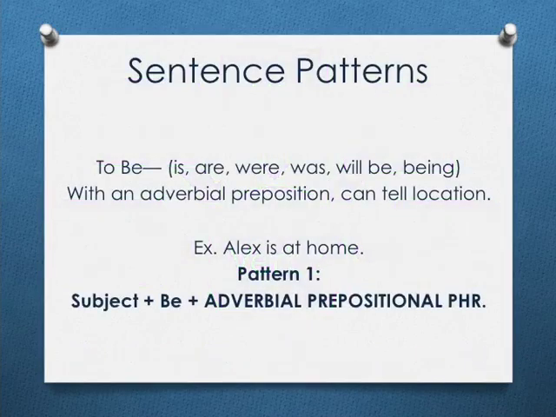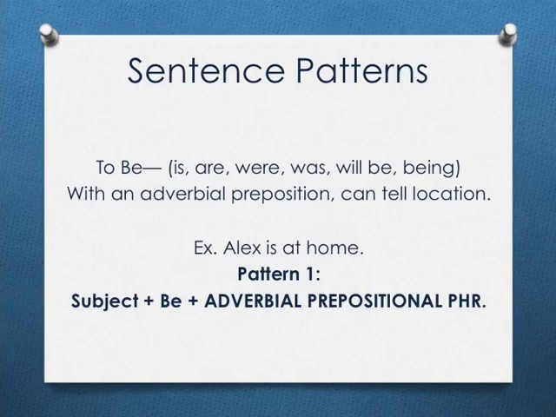Let's talk about the first sentence pattern. To be is a very, very special verb. It gets its own sentence pattern. That's pretty cool. To be has several different forms, often we don't realize. Is, are, were, was, will be, being are all forms of our verb to be. And with an adverbial preposition that tells location or something of that sort, we get our very first pattern.